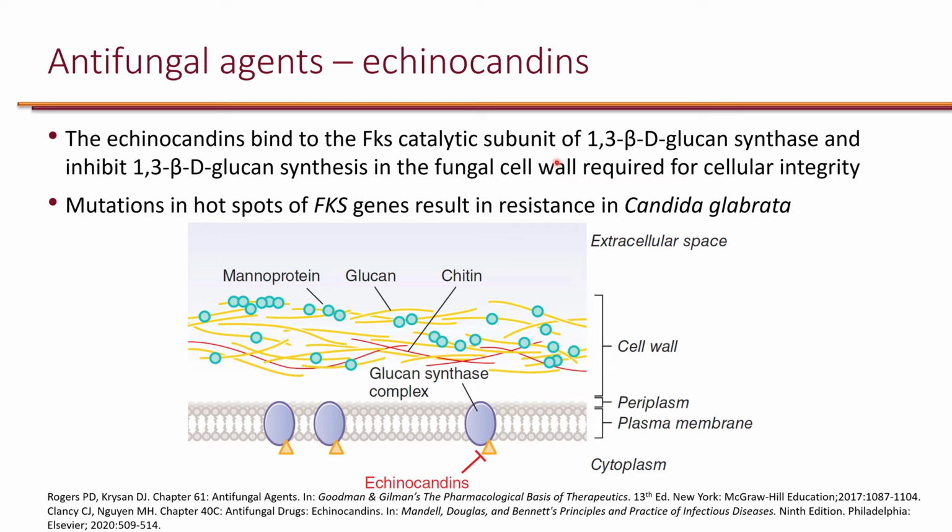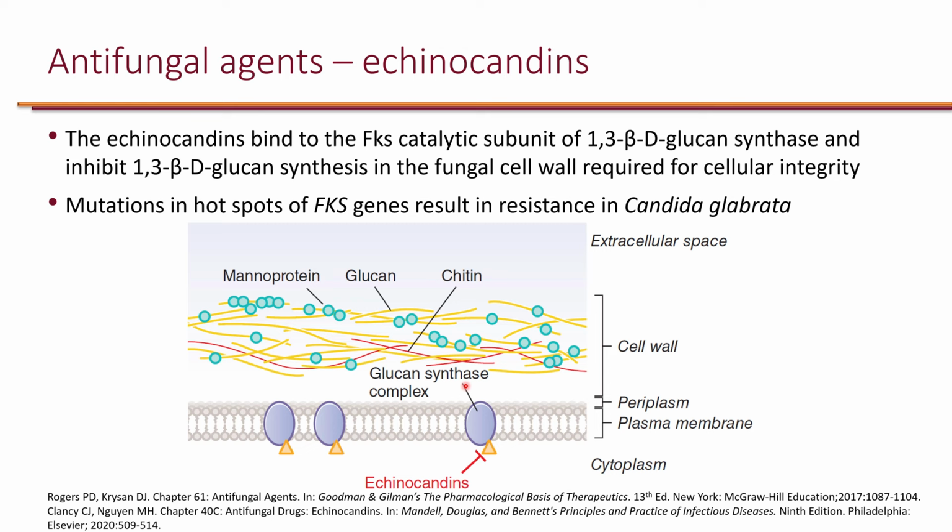In fact, Cryptococcal species mostly rely on the 1,6 beta D glucan, and these agents will not really inhibit 1,6 beta D glucan. So for that reason, this class will not be active against Cryptococcus species. But for Candida and Aspergillus, which are the most common, they are very good agents. Now, mutations in the hotspots of FKS gene result in resistance to echinocandins in Candida glabrata specifically.